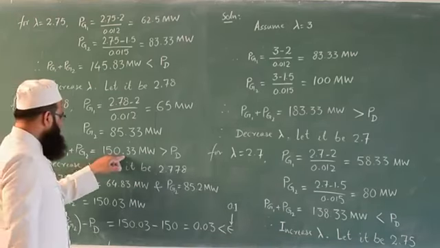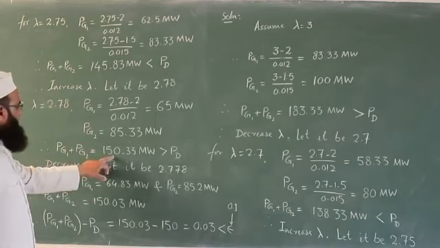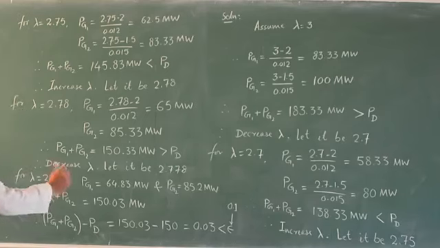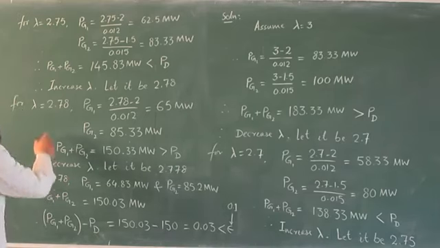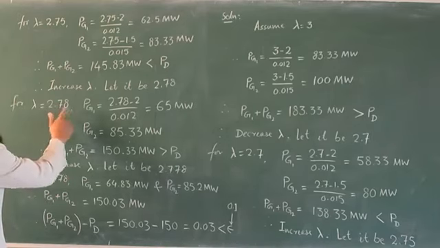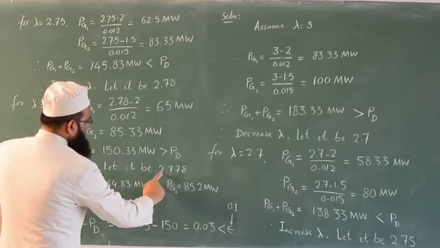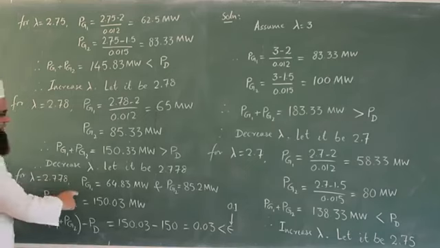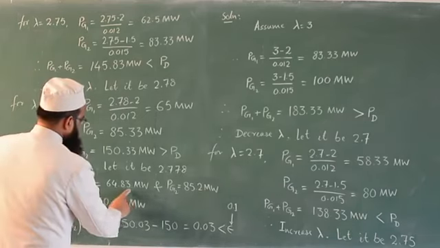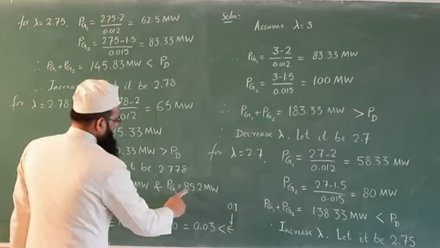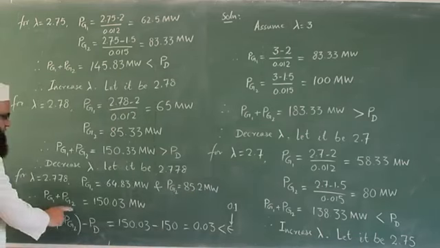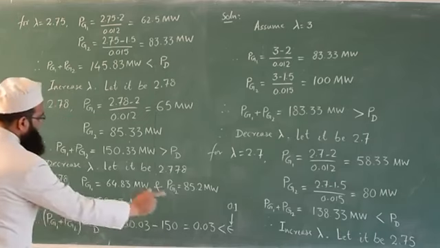This time lambda will be decreased, because it is coming out to be greater than the demand. So decrease slightly. This is 2.78, that is 2.780. So take 2.778, slightly lesser than this. For this value of lambda, Pg1 is 64.83 megawatt and Pg2 is 85.2 megawatt. So Pg1 plus Pg2 is 150.03 megawatt.